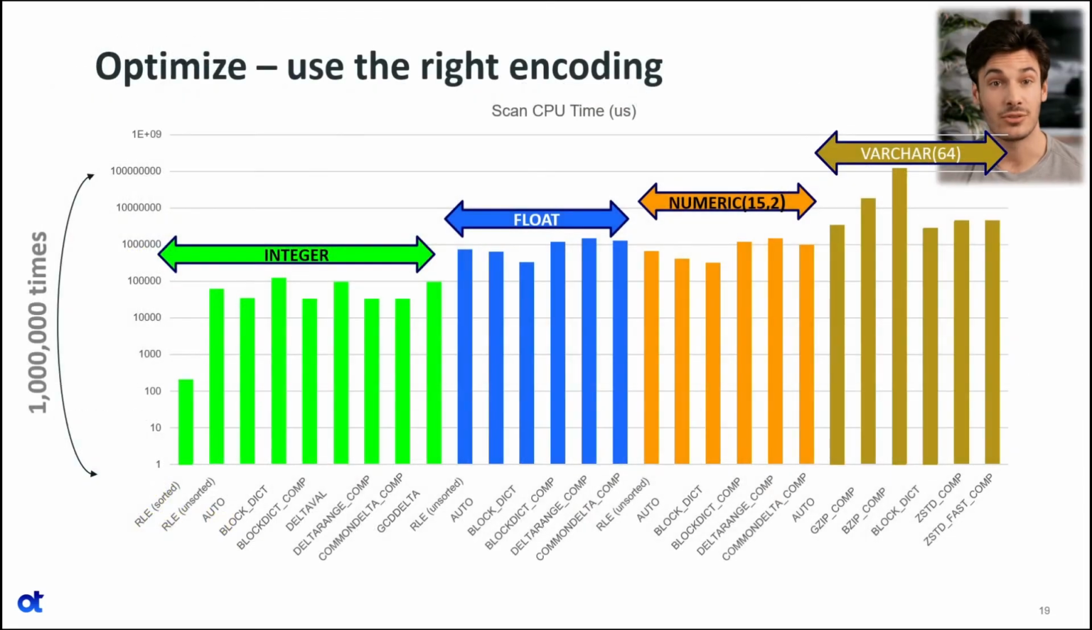This slide highlights how choosing the right data type and encoding in Vertica can drastically reduce CPU usage during queries. Notice how integer data types with RLE, especially when sorted, perform the best, requiring the least CPU, scanning 1,000 times faster than poorly optimized VARCHAR(64) fields. On the far right, VARCHAR columns, especially with encoding like ZSTD, consume significantly more CPU. The takeaway here is that for optimal performance, use smaller, more efficient data types like integer for table columns, and pair them with efficient encodings whenever possible.